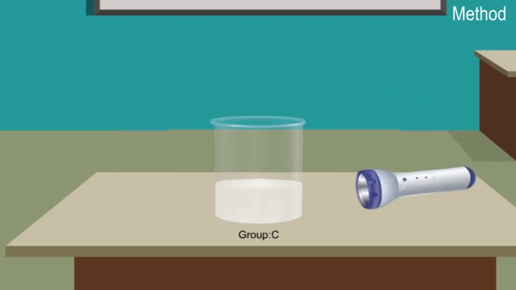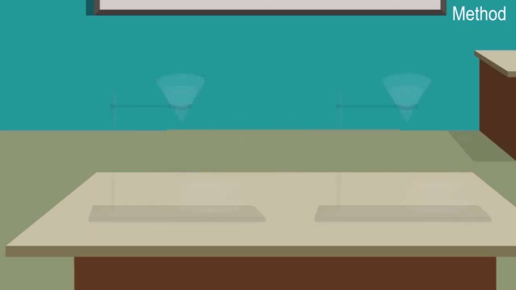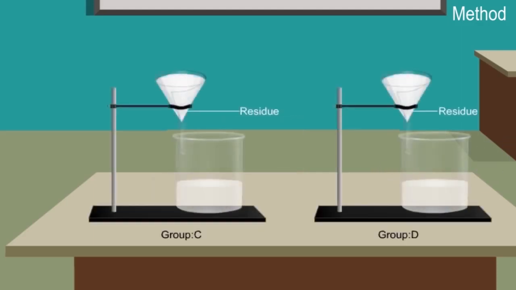The second observation is, in case of groups C and D, the particles of the mixture are visible and they tend to settle down after a few minutes. The path of light is visible through the mixtures and a residue is left on the filter paper on filtration. Such a mixture is called a suspension.